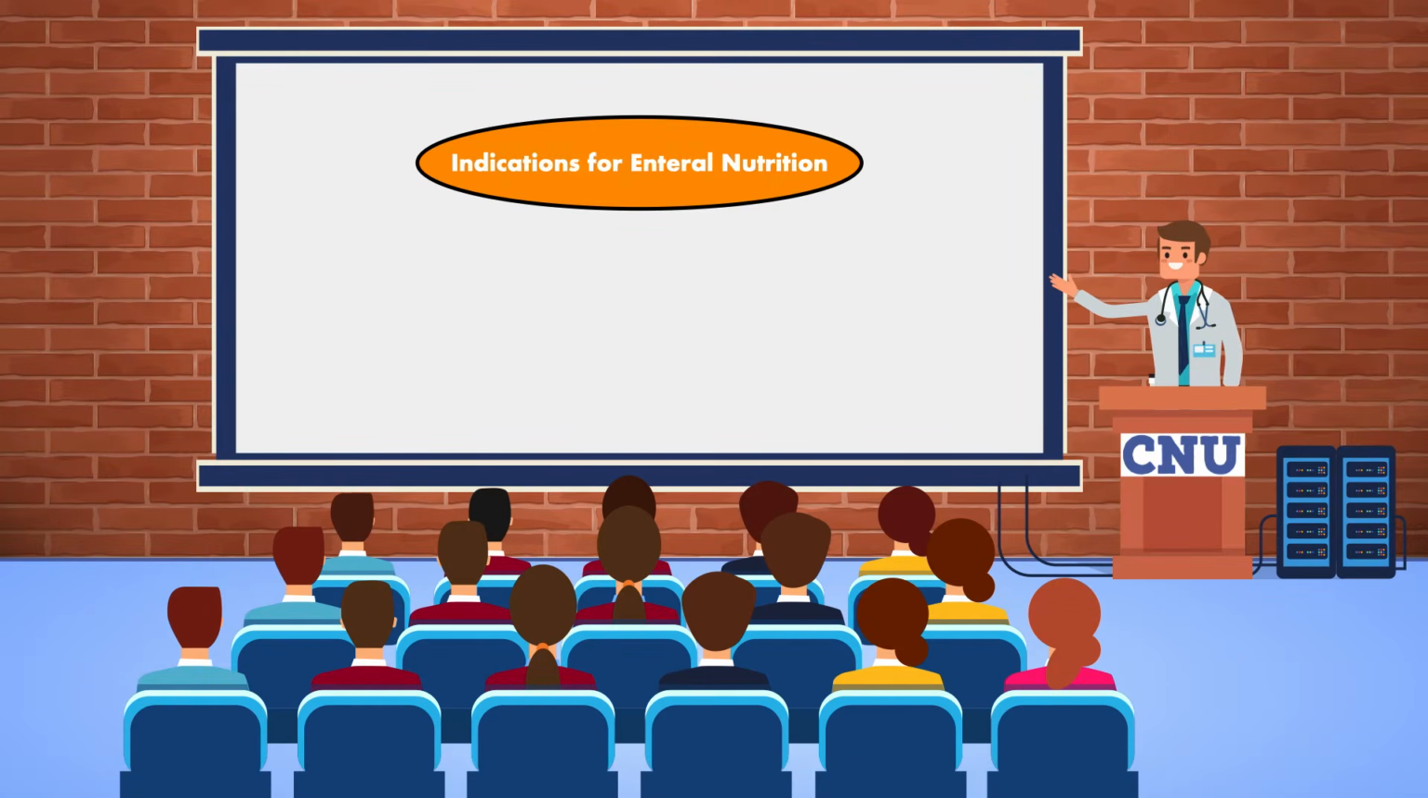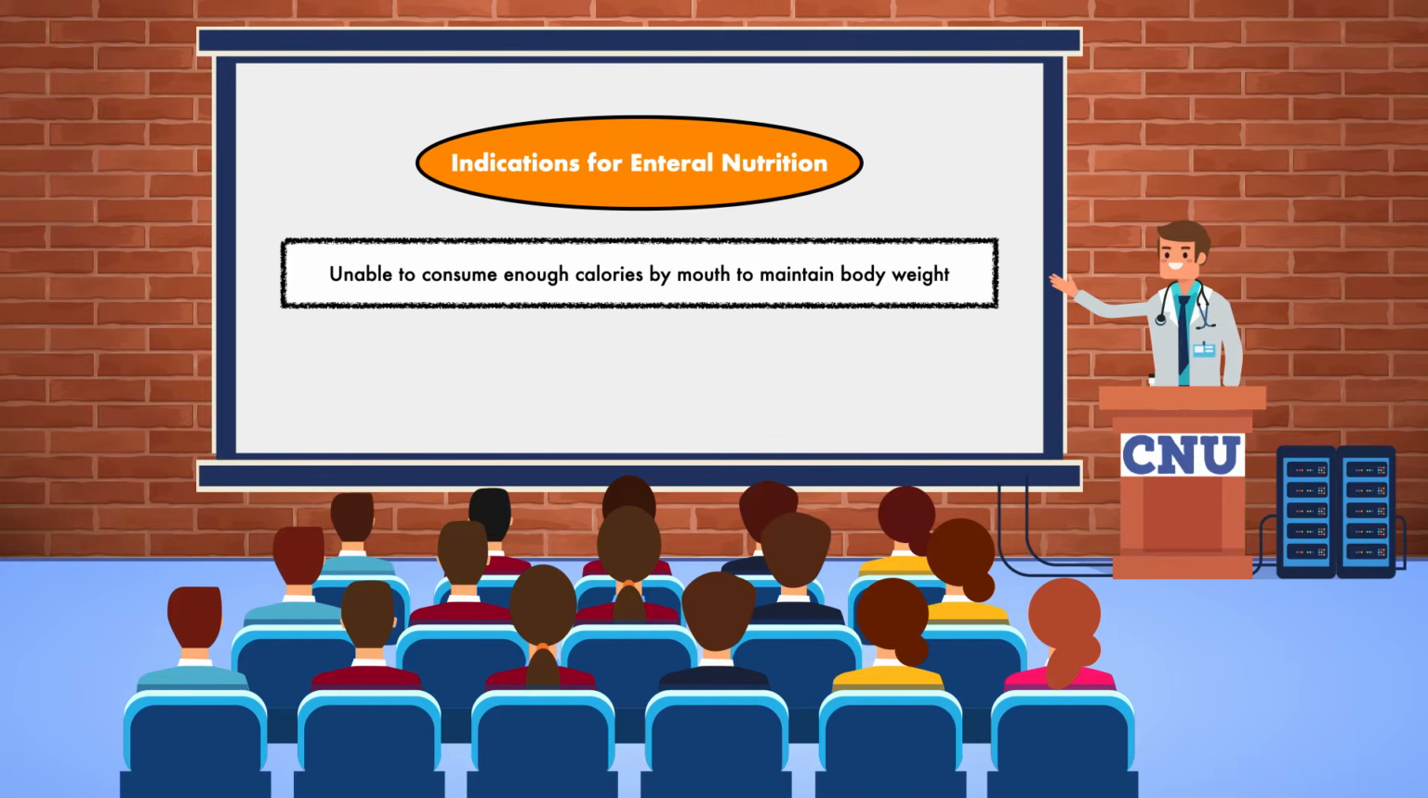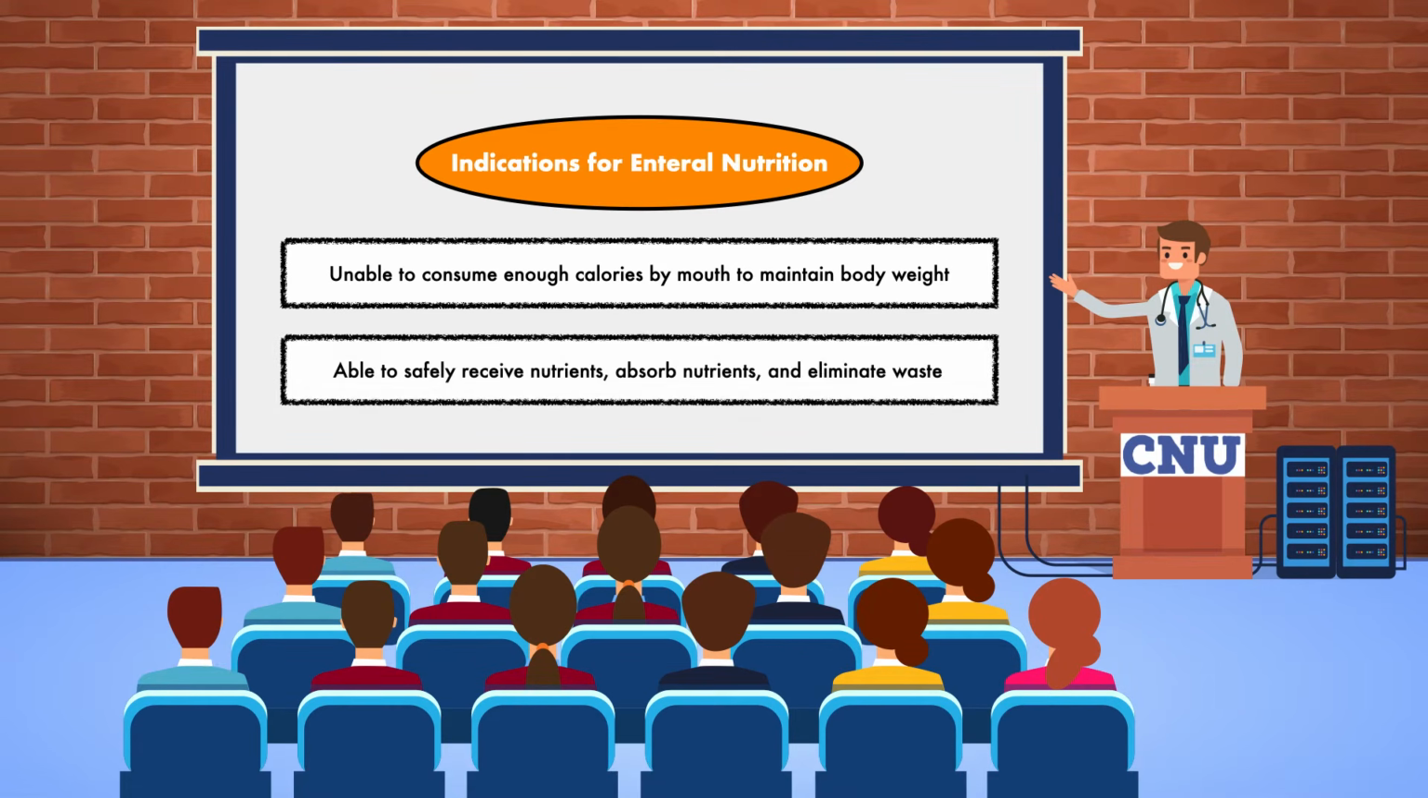Now that we have defined our key terms, we need to talk about indications for enteral nutrition. In order for enteral nutrition to be indicated, there are two conditions that must be met. First, the patient must be unable to consume enough calories by mouth to maintain body weight. Second, the patient must be able to safely receive nutrients, absorb nutrients, and eliminate waste. Meeting both conditions is essential.